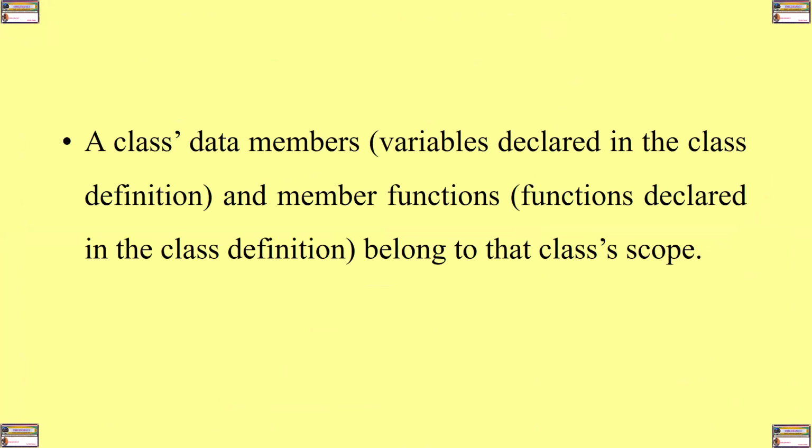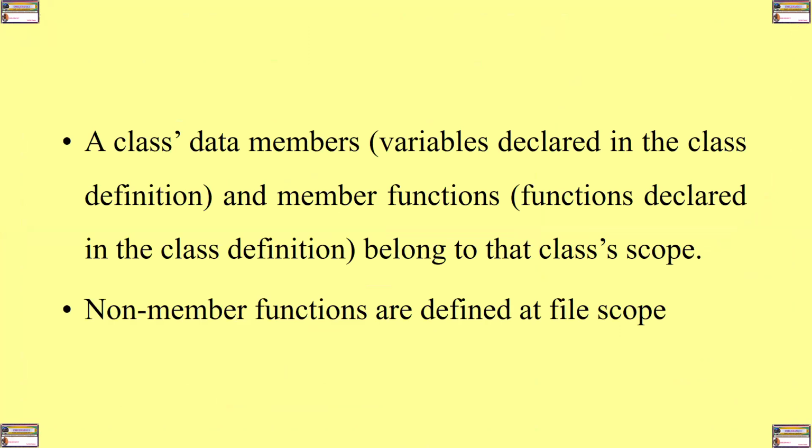A class's data members, that is variables declared in the class definition, and member functions, that is functions declared in the class definition, belong to that class's scope. Non-member functions are defined at what we call file scope.